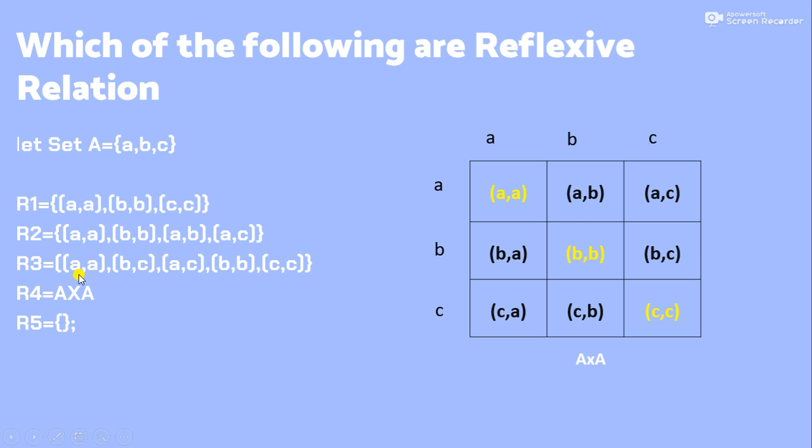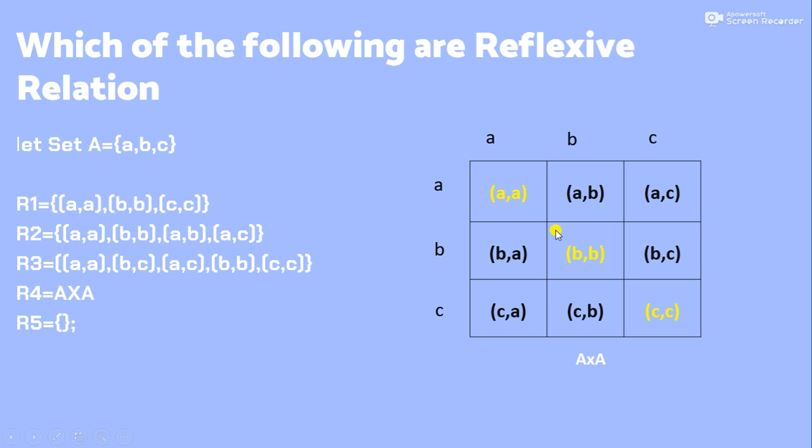In R3 we have AA, BC, AC, BB and CC. So R3 is also a reflexive relation because we have these three diagonal elements, that is AA, BB and CC. If a relation contains all the diagonal elements, then it is said to be reflexive. R4 is A cross A, which contains all the elements. So obviously R4 is also a reflexive relation because it contains all the elements including the diagonal pairs. And R5 is the empty relation which doesn't contain any element, so it is not a reflexive relation.